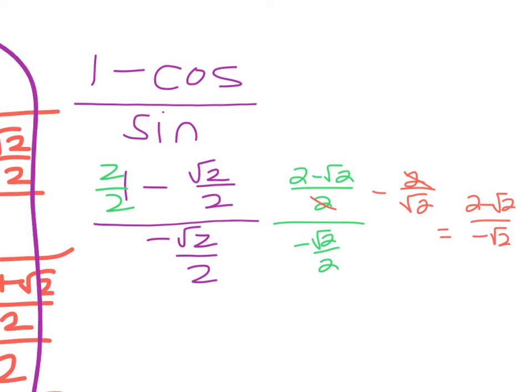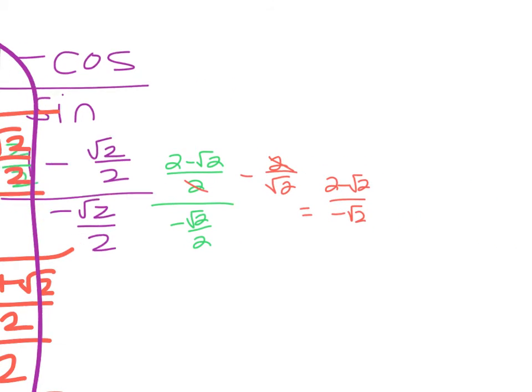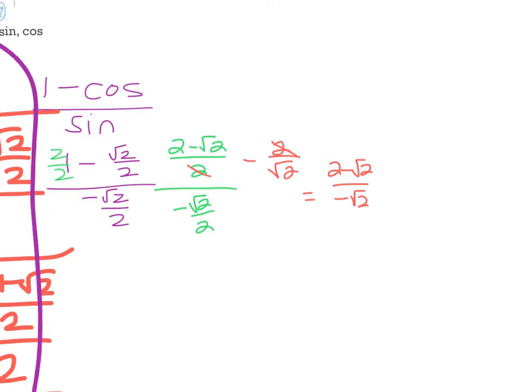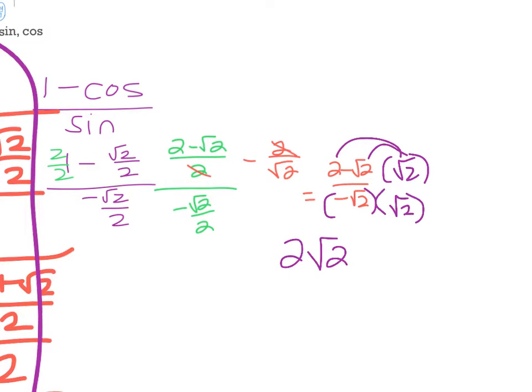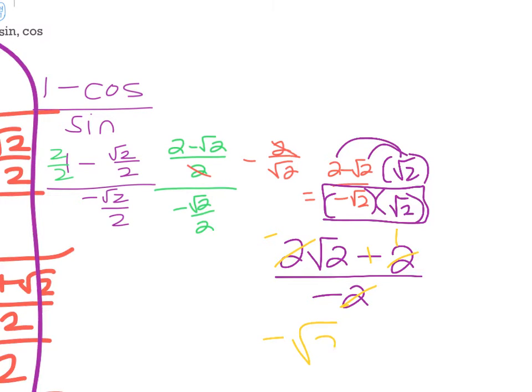So you can't lose that negative. Then I'd have to rationalize by multiplying both the top and the bottom by square root 2. You could do negative square root 2, but it doesn't matter as long as you keep the negative. Distribute this: 2 root 2 minus 2, and then negative root 2 times root 2 would be negative 2. And then this goes in here, negative 1 times, and negative 1 times is going to make that a positive 1. And I get negative root 2 plus 1.